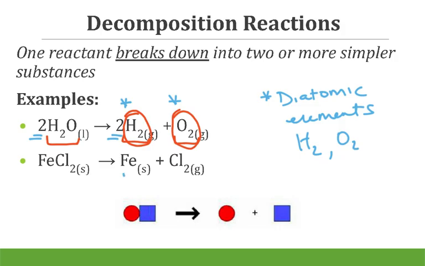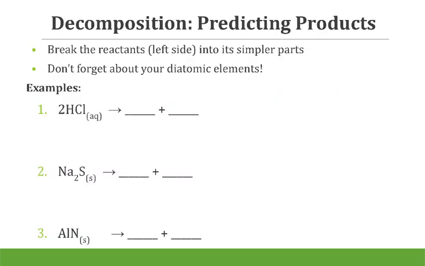FeCl2, that iron is going to split up from the chlorine. So then we have iron by itself, and then we have chlorine by itself, and chlorine is also diatomic, so that's why we see that Cl2. So decomposition, one reactant breaking into 2 or more simpler parts. How we predict the products: we break the reactants, which are on the left, the things that are reacting, into the simpler parts. We need to make sure we're paying attention to diatomics when we're splitting those up.